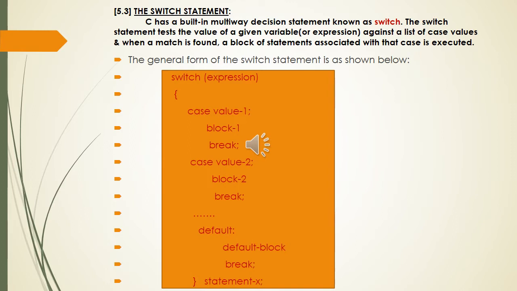Switch expression: if it matches case value 1, then block 1 statements will be executed. Otherwise, if the expression matches case value 2, it executes block 2 and comes to the next statement, statement x. After each case value, it will come to statement x and statement x will be executed. Suppose the expression doesn't match any case values, then the default block will be executed and the next statement x will be executed.